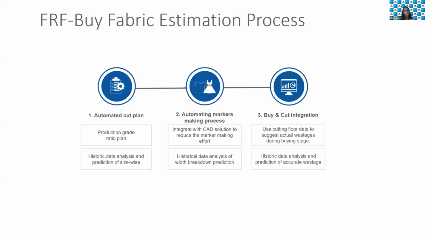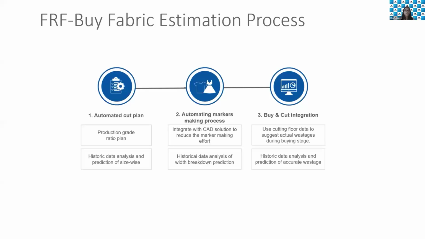So overall, buying and cutting integration as a whole is going to help you visualize your actual wastages on the floor. That means in terms of cutting, it will ensure you are wasting less fabric. We are tracking that information, saving it in cut. And when you are buying, you are able to use that wastage value to ensure you're adding the right buffers at the time of buying.